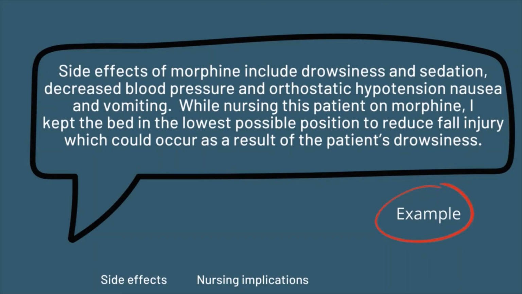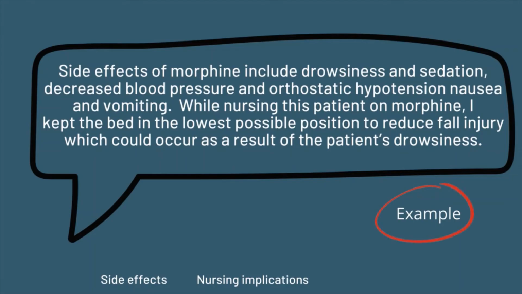I also monitored the patient's vital signs, especially the respiratory rate and oxygen saturation. This is because respiratory depression is a symptom of overdose, which can be detected early by close monitoring of the patient's respiratory status. I encourage the patient to sit up in bed first and dangle her feet over the edge of the bed prior to ambulation. This was to reduce the risk of a fall should the patient experience orthostatic hypotension.